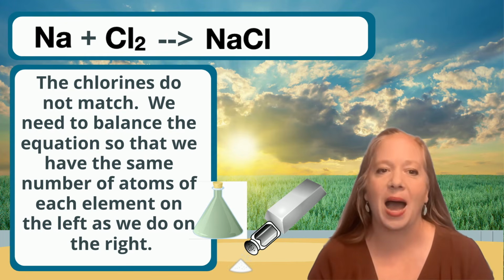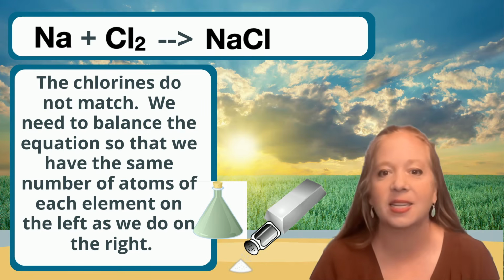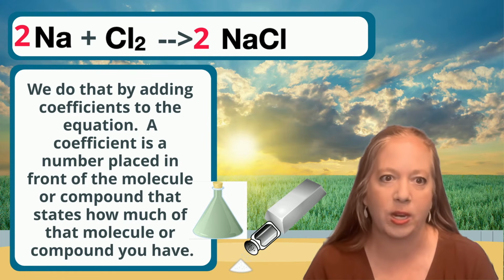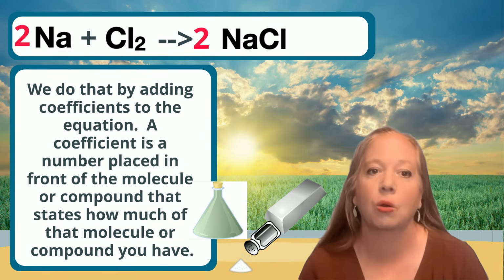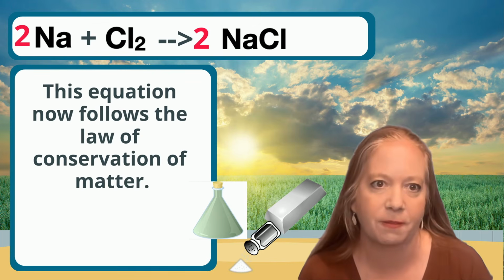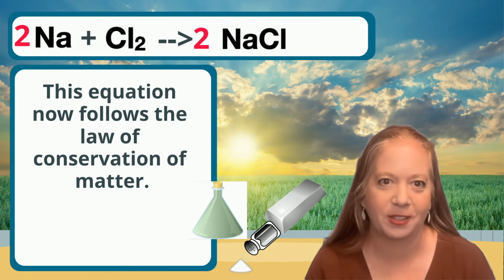So we need to balance the equation so that we have the same number of atoms in the reactants as we do in the products. We do that by adding coefficients to the equation. A coefficient is a number placed in front of a molecule or compound that states how much of that molecule or compound we have. This equation now follows the law of conservation of matter.